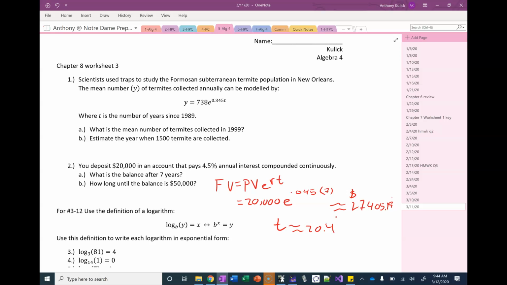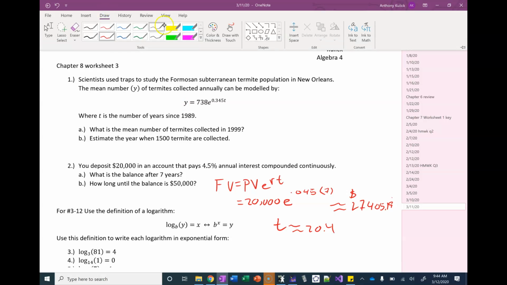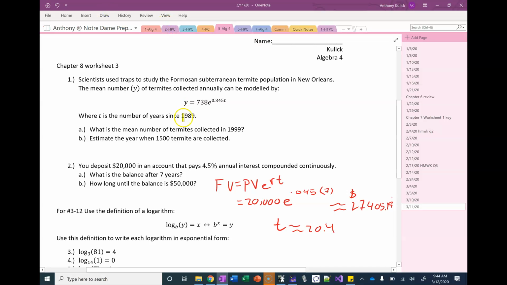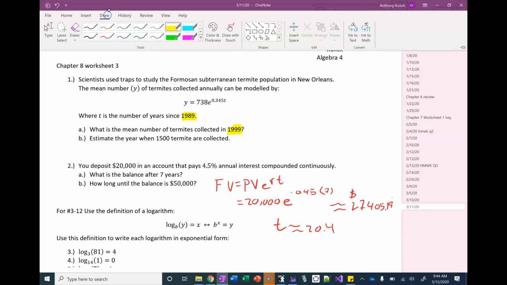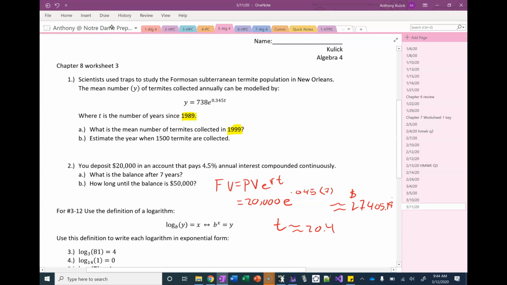Harley? Okay. So the only difference here is that instead of giving the time explicitly, we give dates. So if T is the number of years since 1989, and in part A we're talking about 1999, what is T?